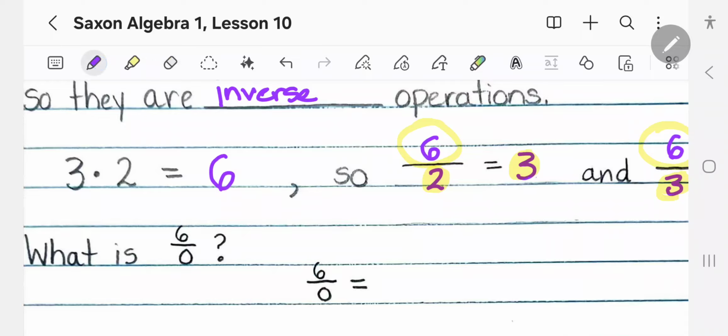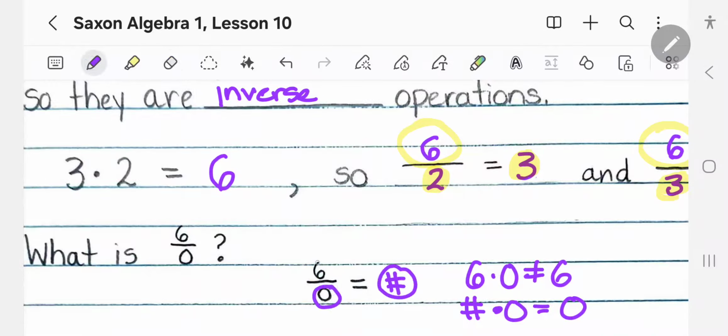So let's think of something else. Well, another common answer I'll hear is 6. Well, if that's true, then 6 times 0 is equal to 6. But 6 times 0 is not equal to 6, right? In fact, any real number multiplied by 0 is going to always be 0. So what number would work here? Is there any number that when you multiply by 0, you're going to get 6? Well, there's not. So actually, what you will say is this is undefined.